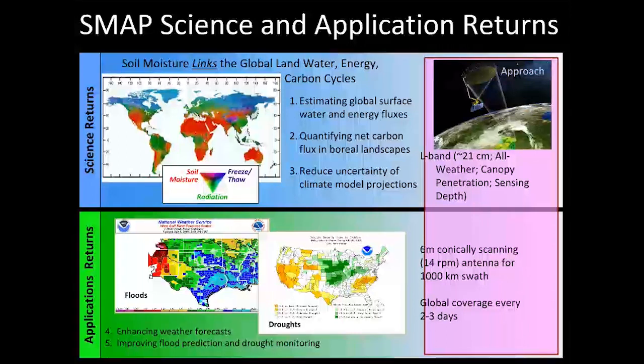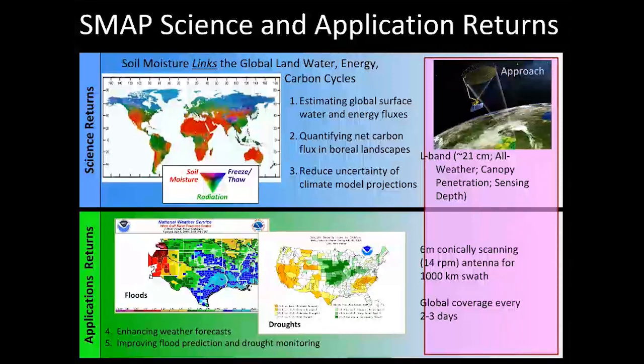So there's also an applications return, and what we mean by applications return is we're going to have a benefit. We're going to have enhanced weather forecasts, and we're going to be able to improve flood prediction and drought monitoring through the design of SMAP.